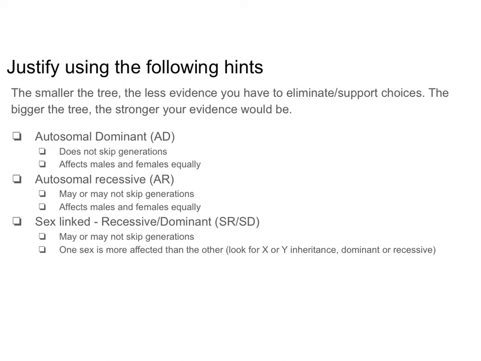Howdy, folks. This is the pedigree justification activity that you have in your notebooks. What you're going to be doing in this activity is looking at several pedigrees and trying to justify what type of pedigree is being shown. Now, there are multiple answers for a lot of these.